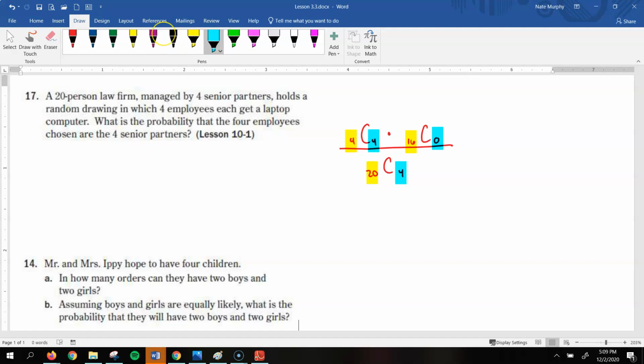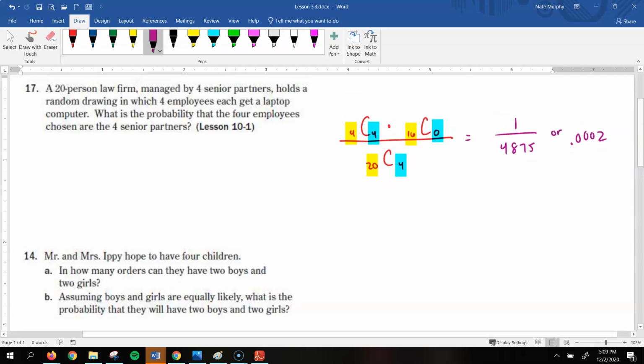Now for 4 choose 4, whoops, let me switch to a pen here. 4 choose 4 is just 1, and 16 choose 0 is also just 1. And 20 choose 4, if you do that on your calculator, you get 4,875. So you could leave it as a fraction, or if you did it as a decimal, it'd be 0.0002. So either one of those would be your answer for 17.